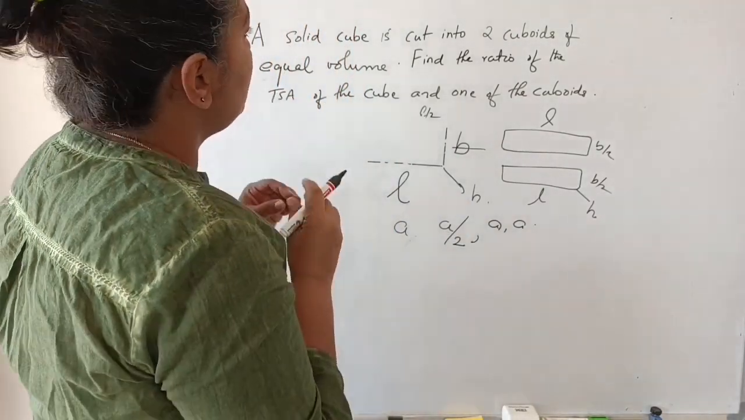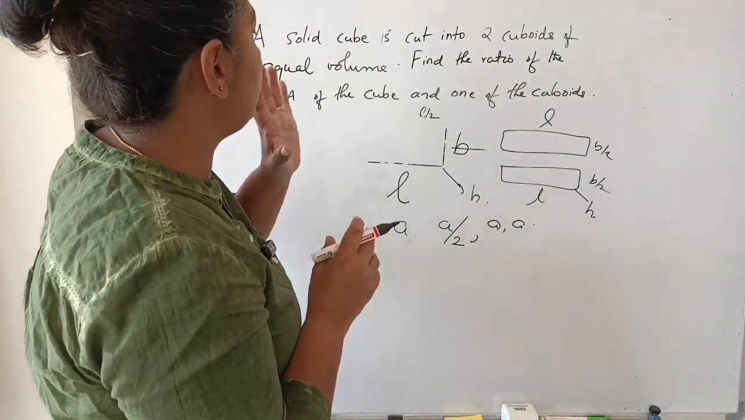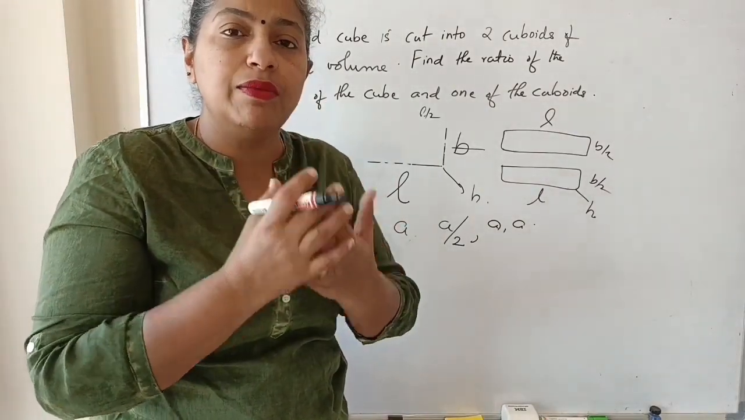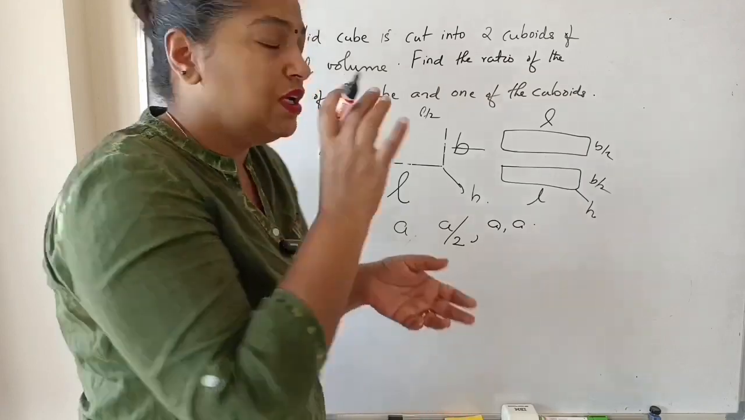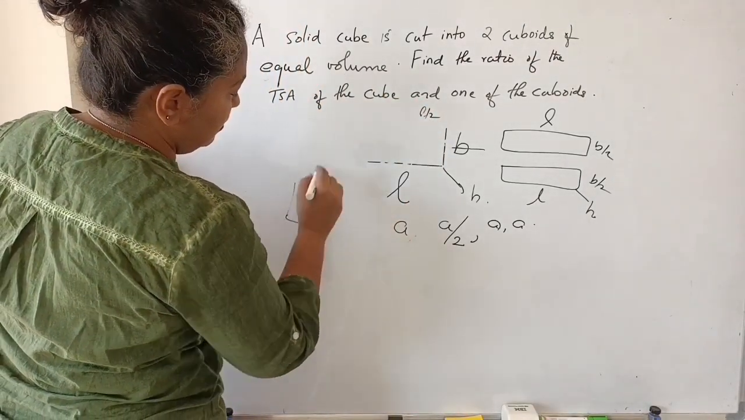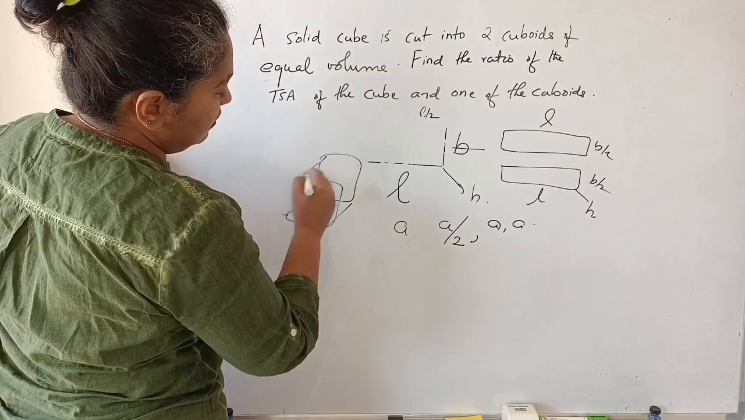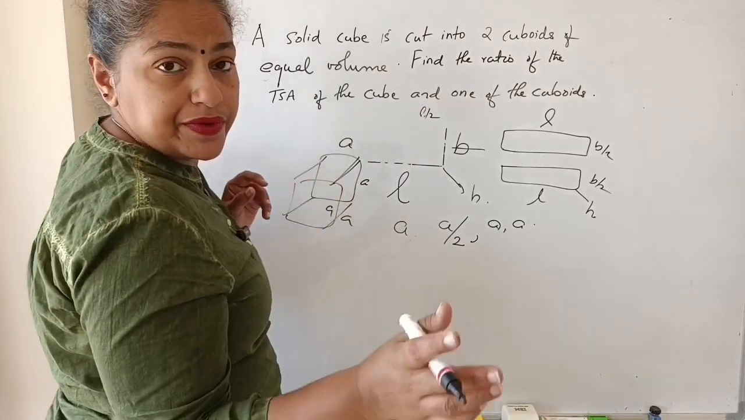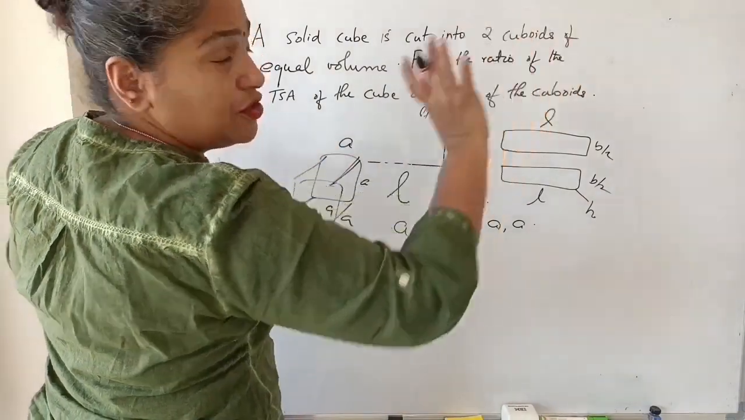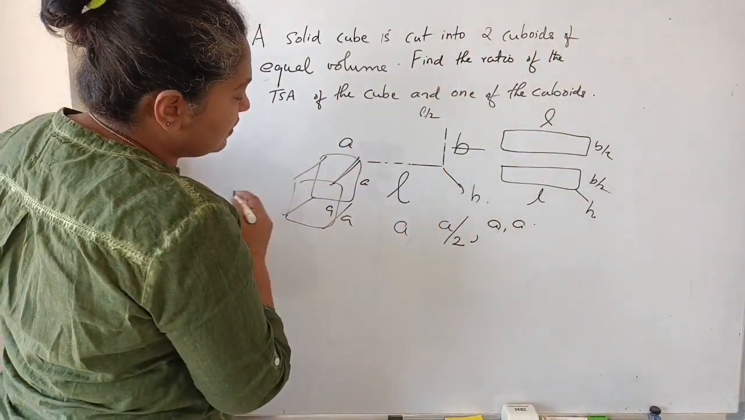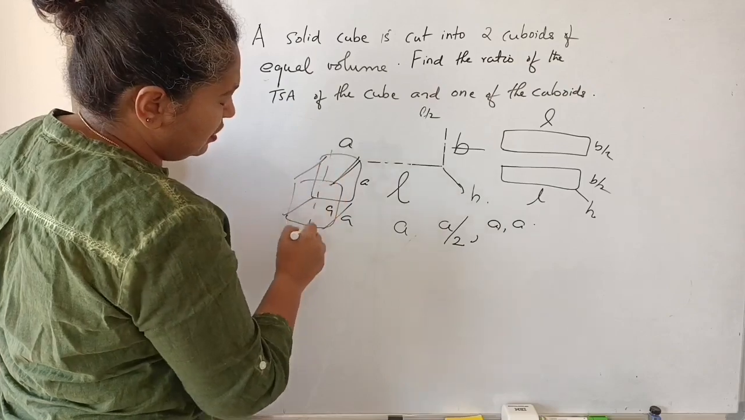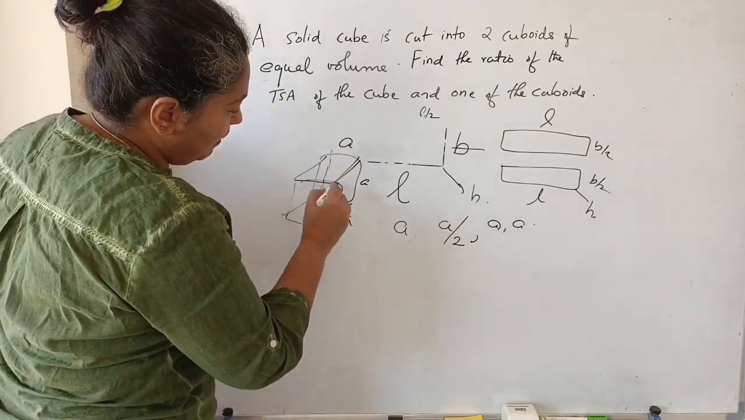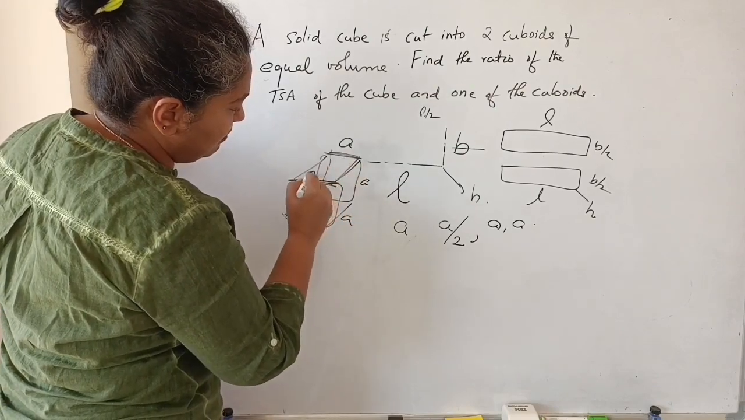A solid cube is cut into two cuboids of equal volume. Find the ratio of the TSA of the cube and one of the cuboids. So here we are making a clean cut on a cube. So a cube of side A, all the sides are A, everything is A. Okay. I am making it into two cuboids. Suppose I am cutting the cube along the length. So my length, which was originally A, will become A by 2.